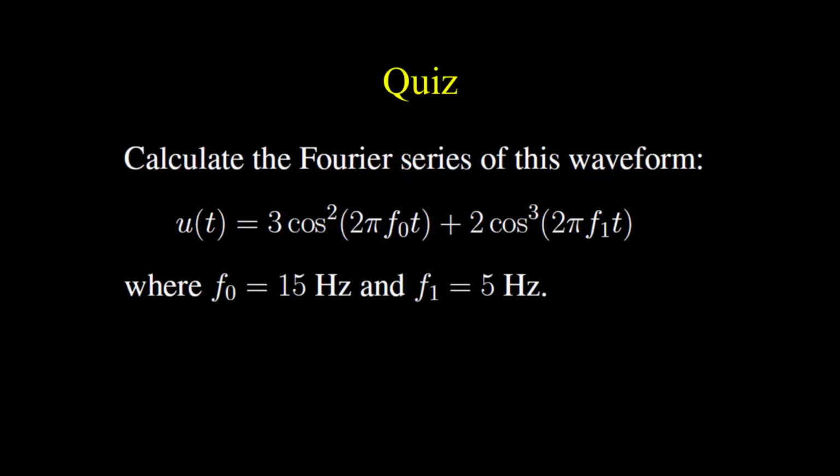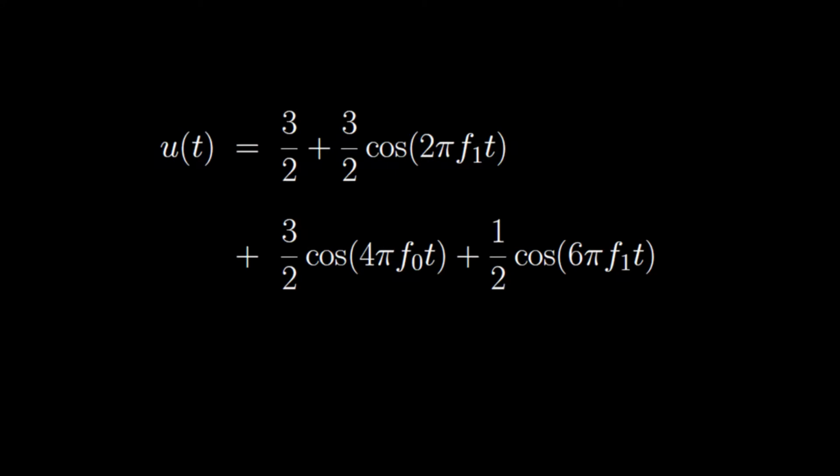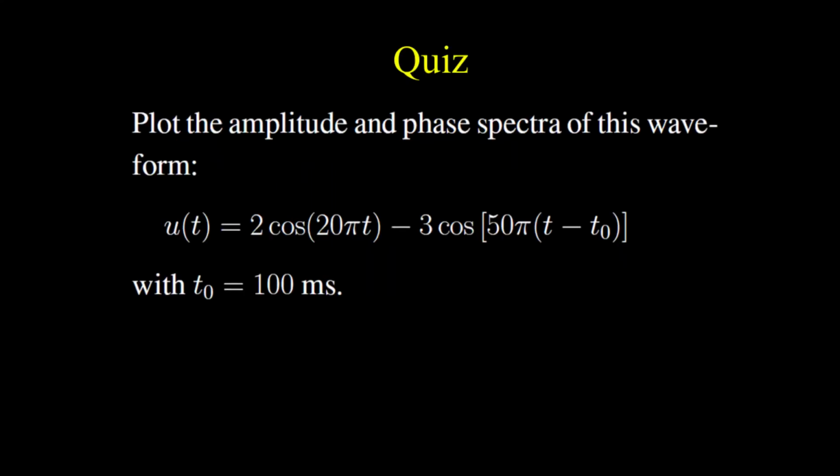Here's a quiz. Calculate the Fourier series of this waveform, where f0 equals 15 Hertz and f1 equals 5 Hertz. Here's a quiz. Plot the amplitude and phase spectra of this waveform, with t0 equaling 100 milliseconds. Here's another quiz. Plot the amplitude and phase spectra of this waveform, with t0 equaling 100 milliseconds.